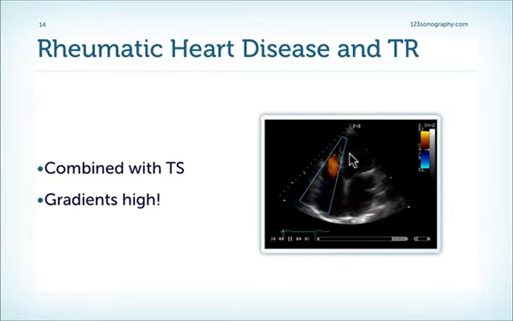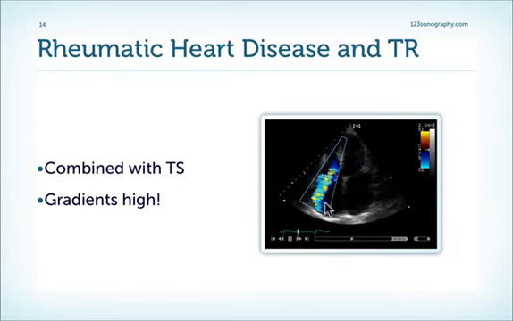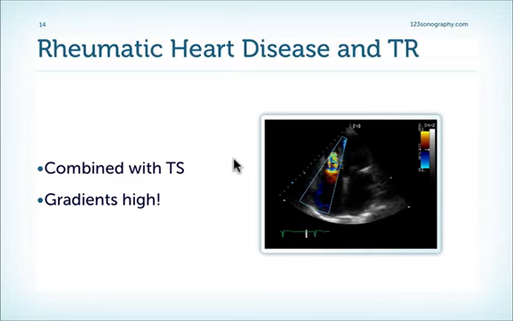Here's a patient with rheumatic heart disease, with rheumatic mitral stenosis, but also rheumatic tricuspid stenosis. You can see the turbulent inflow into the right ventricle as an indication for the presence of tricuspid stenosis. But in addition, the patient also has tricuspid regurgitation. The problem in these patients is that the combination again increases the gradients across the tricuspid valve because we have more flow back and forth across the tricuspid valve. Therefore, TR in the presence of tricuspid stenosis is not good for the patient.